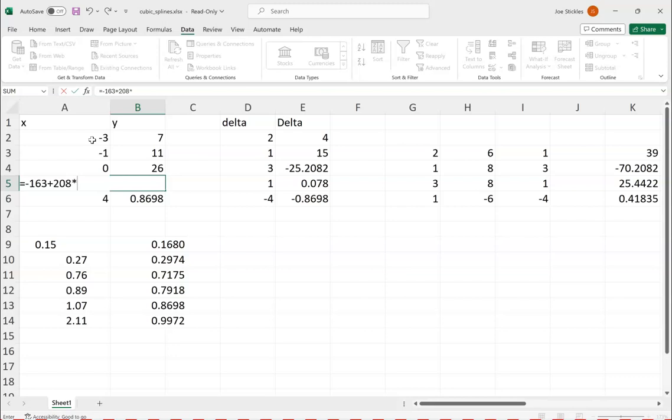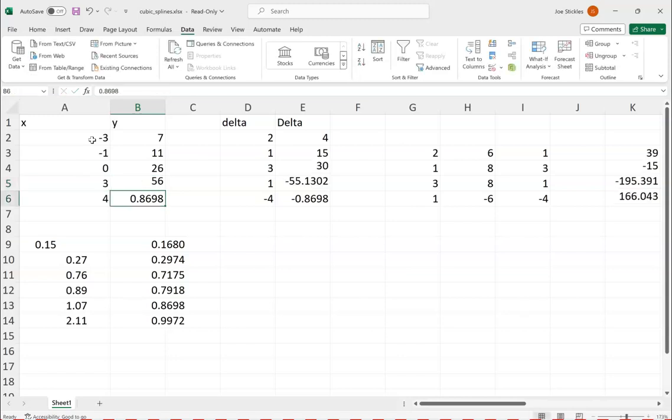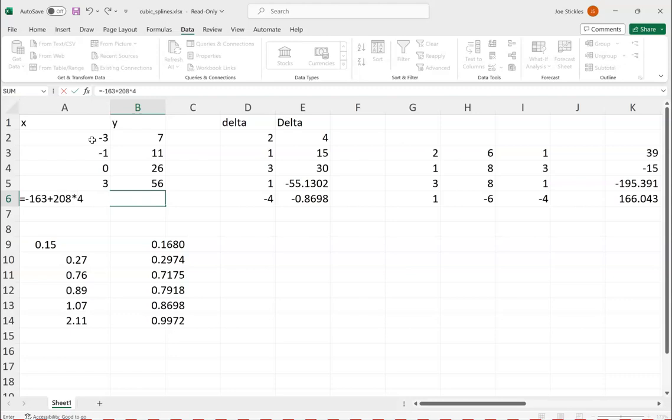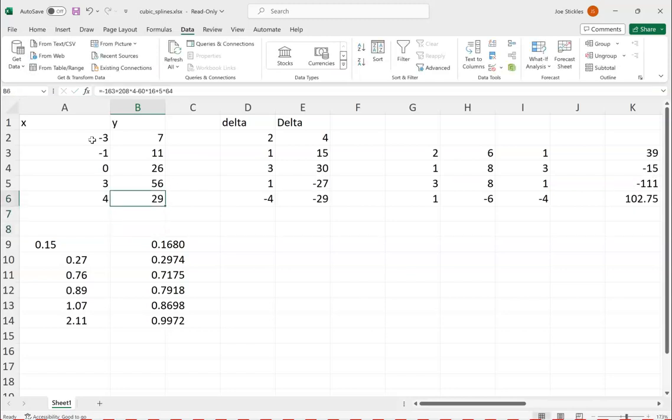times 3 minus 60 times 9 plus 5 times 27. And then finally, the last one should be with the same function as when I plug in 4. -163 plus 208 times 4 minus 60 times 16. And then plus 5 times 64. 29. Right?